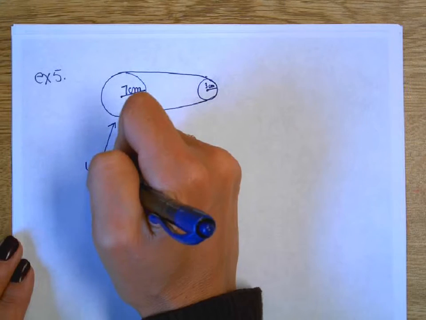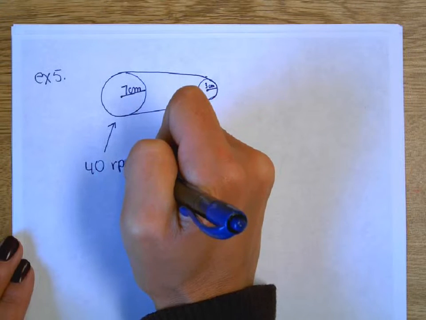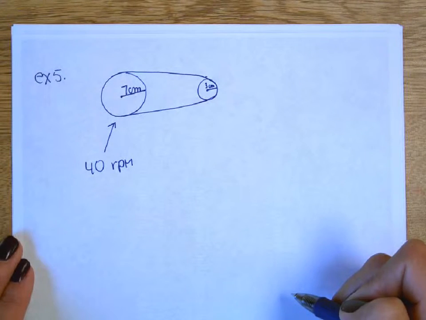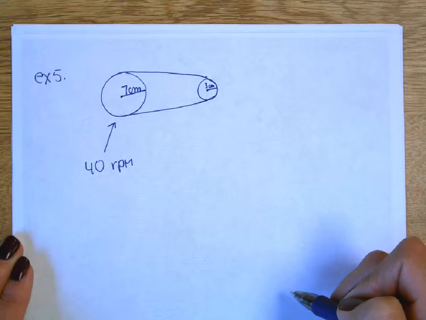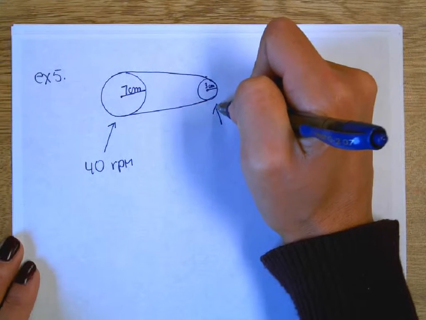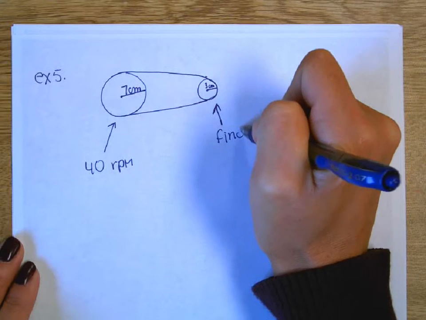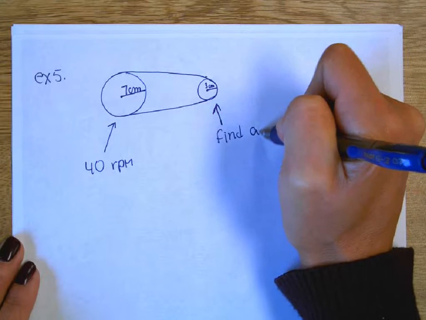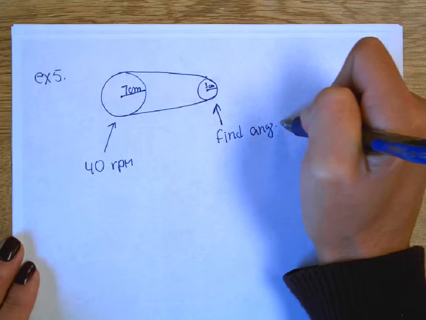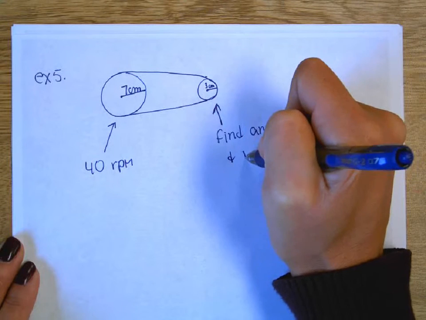This one is making 40 RPMs. What does that stand for, RPM? Revolutions per minute, or rotations per minute. 40 RPMs. I would like to find the angular velocity of the small one. I want to find two things: angular velocity here and RPM.